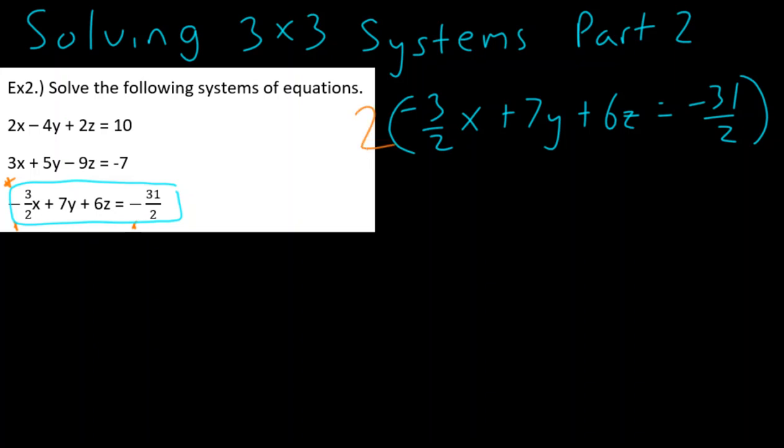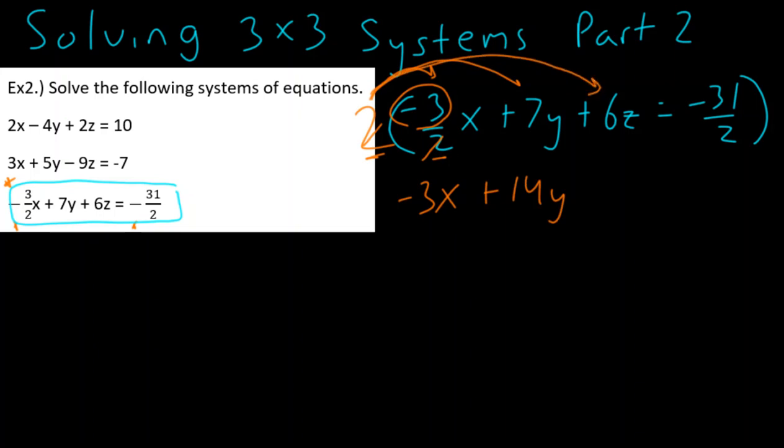Anytime you have the same denominators across the board, you can just multiply by that number and check out what happens. When our denominator and our whole number are the same, they can actually cancel, and so 2 times negative 3 over 2, it's just the remaining thing, which is negative 3x. Okay, what about 2 times 7y? Well, that's 14y, and 2 times 6z, let's see, that will be plus 12z. And check it out, now we have our cool little trick again. When the denominator and the whole number are the same, they cancel, and we're left with negative 31.